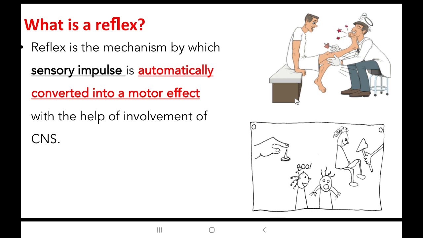So first of all, what is reflex? Reflex is a mechanism by which sensory impulses are automatically converted into motor effect with the involvement of the CNS. So sensory impulses are automatically converted into motor effect, but with the help of the CNS. This is a simple definition of reflex.